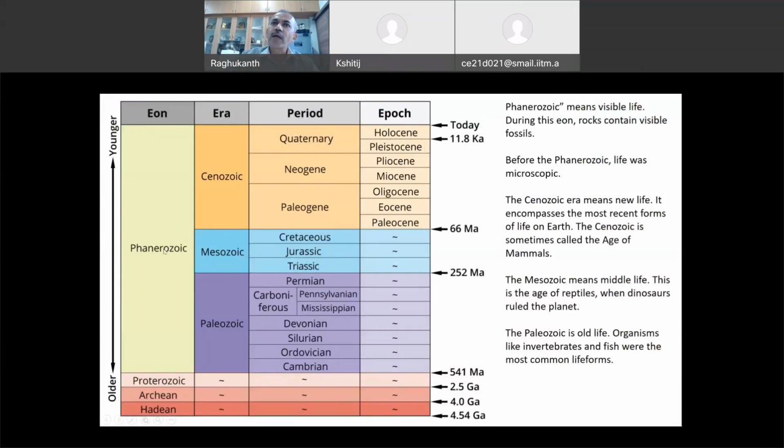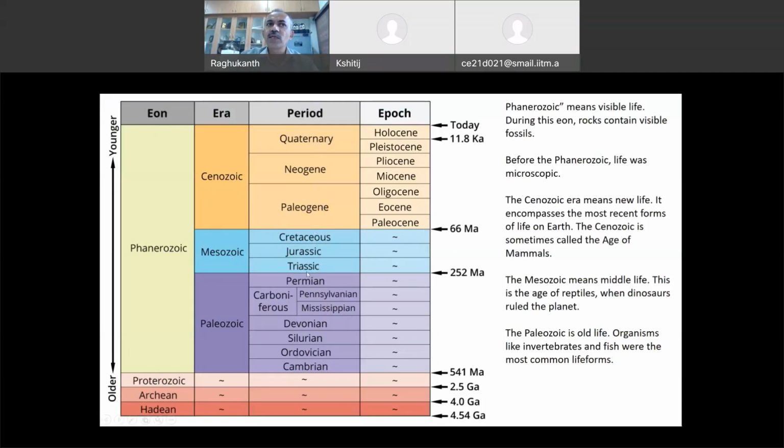Can anybody point out 66 million years? That is from Cretaceous to Paleogene. What does this boundary correspond to? Yes, 66 million years. What has happened? What does this geological boundary indicate? That is from the Mesozoic to the Cenozoic era. Now, what is the most significant thing that happened on Earth? Does any one of you know?